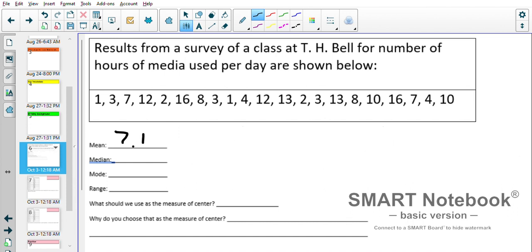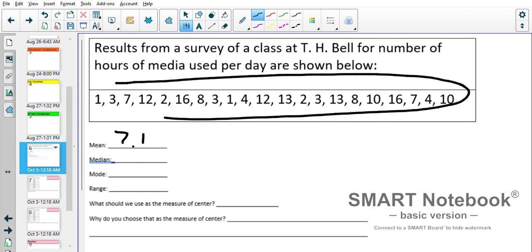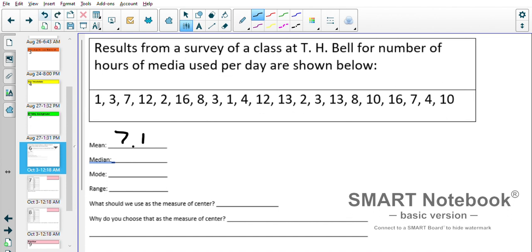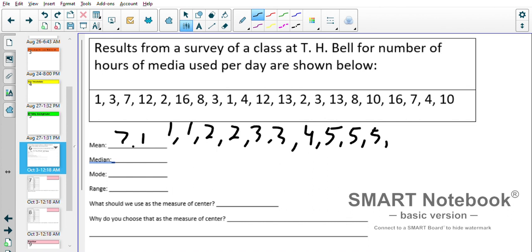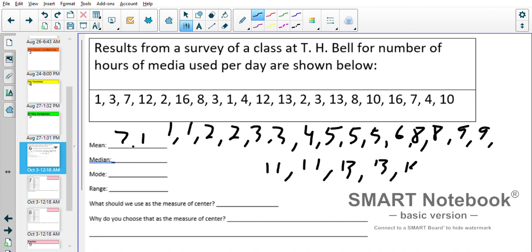For the next task, we are to find the median. Now the median is the number in the middle, and in order to find the number in the middle, these numbers must be in order. So I'm going to rearrange these in order. That is as follows: 1, 1, 2, 2, 3, 3, 4, 5, 5, 5, 6, 8, 8, 9, 9, 11, 11, 13, 13, 14, and 16.